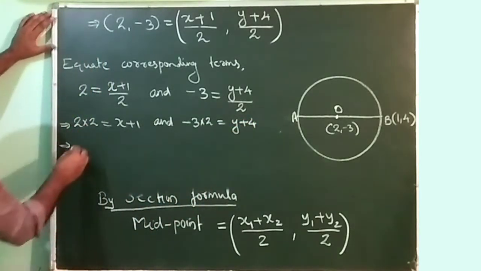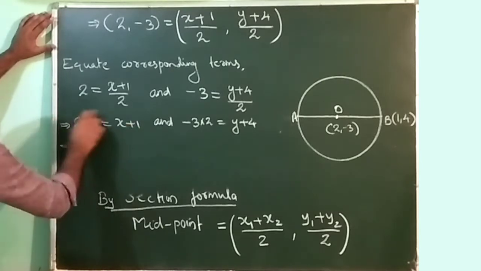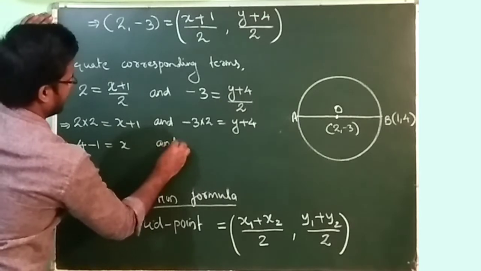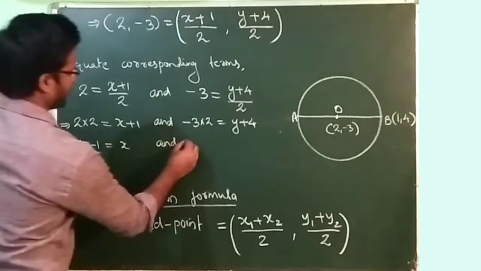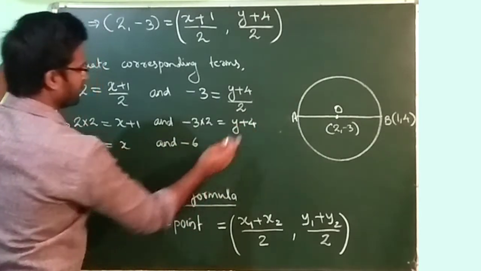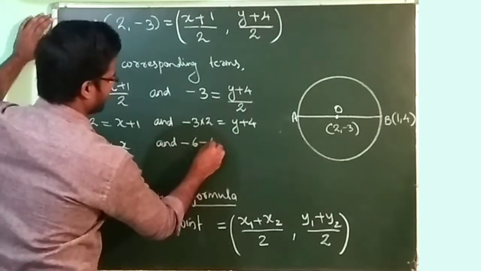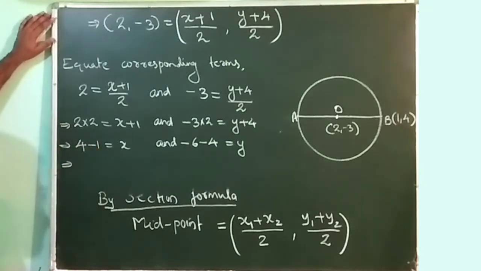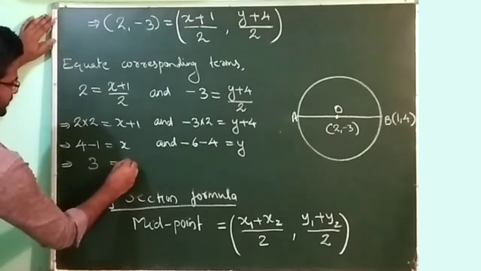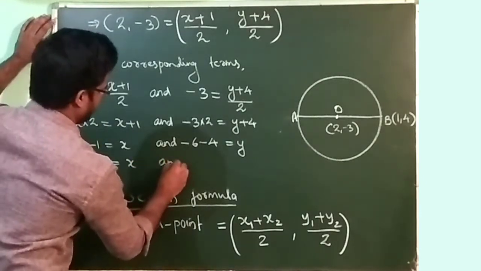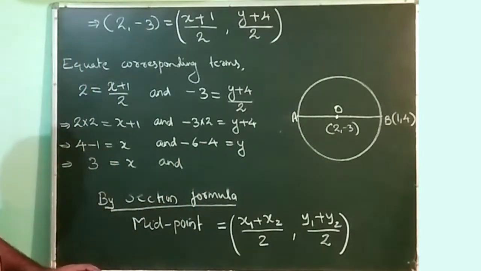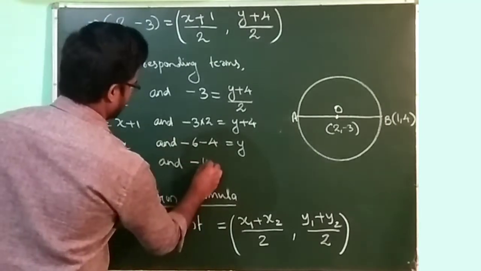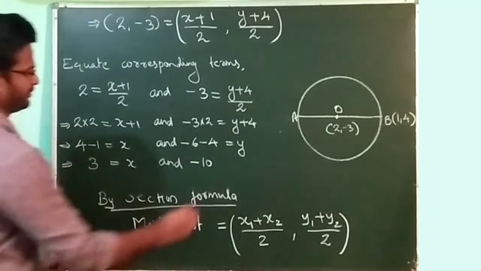2 into 2, 4, isn't it? This plus 1 bring to the left side, that will be -1 equal to x. Hmm, 4 minus 1, you will get 3 equal to x. And -3 into 2, -6. This plus 4 bring to the left side, that will be -4 equal to y. And -4 -6, what do you get? -10. -6 -4, -10.